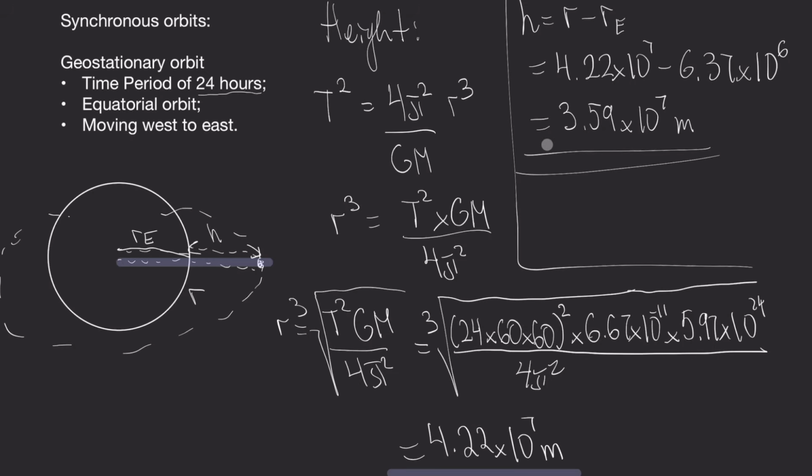In an exam question, you may be given a different planet. You may be given Mars or the Moon or any other value of M, which is going to correspond to a different time period, which is going to give us a different distance r, and so on and so forth. But the method is always exactly the same.